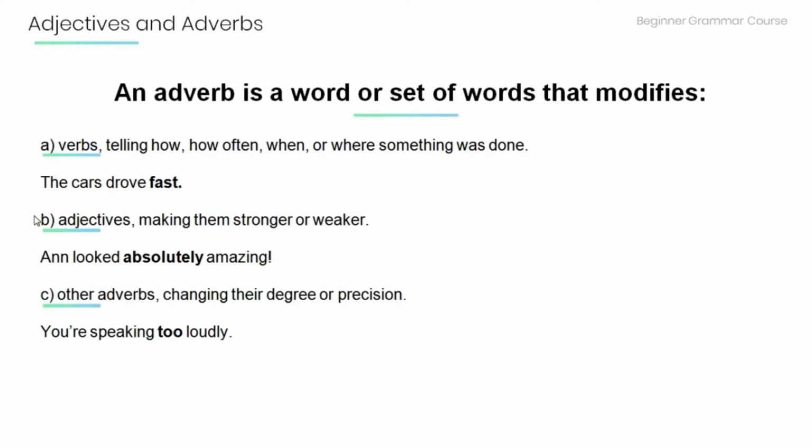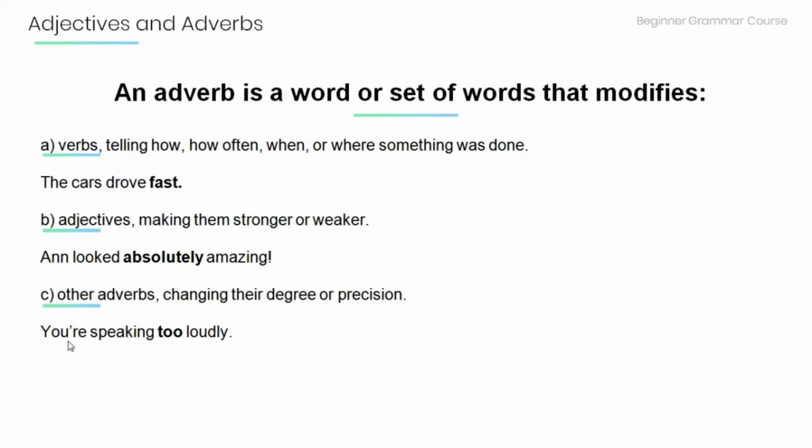B. An adverb is also used to modify adjectives, making them stronger or weaker. Have a look at the example below. Anne looked absolutely amazing. The adverb absolutely modifies or describes the adjective amazing. How amazing?